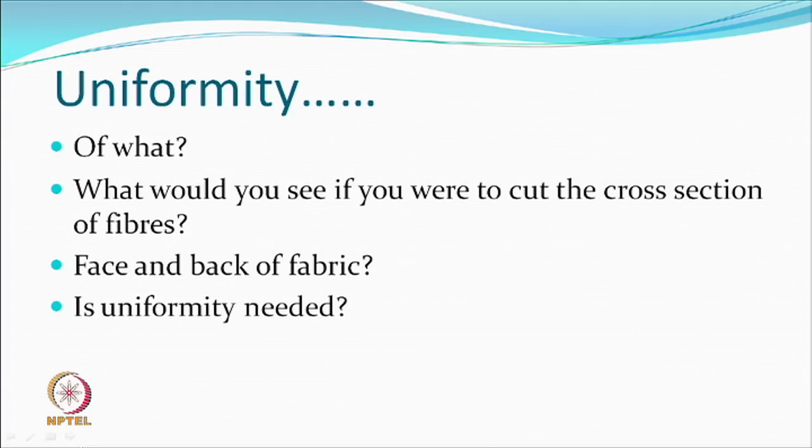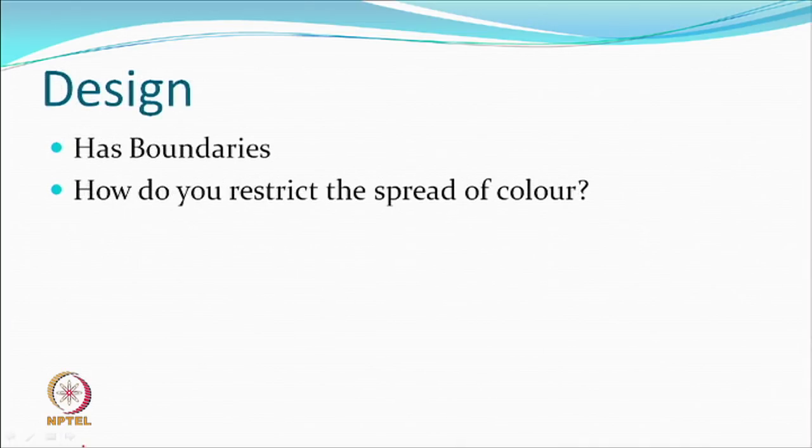And what is the question of uniformity? At least from the face to back, uniformity is not needed. You do not want to print the back of the fabric in any manner, it will never look good, and so you do not. But you have understood the difficulty also. Then we say localized dyeing means you have to have boundaries. So, you have to make sure that particular color is only in that boundary, it does not go beyond.